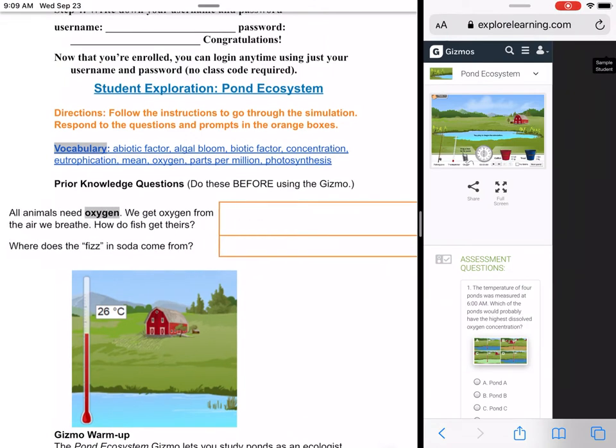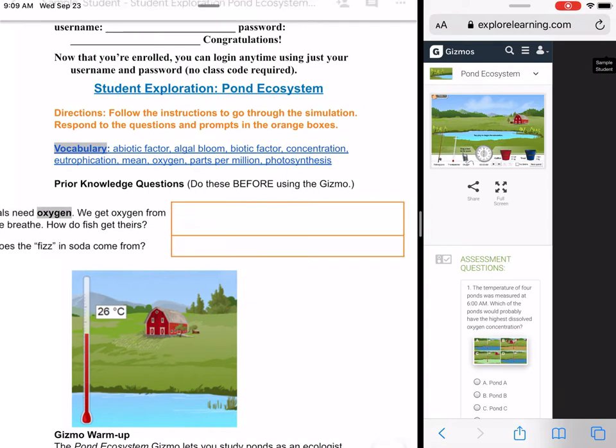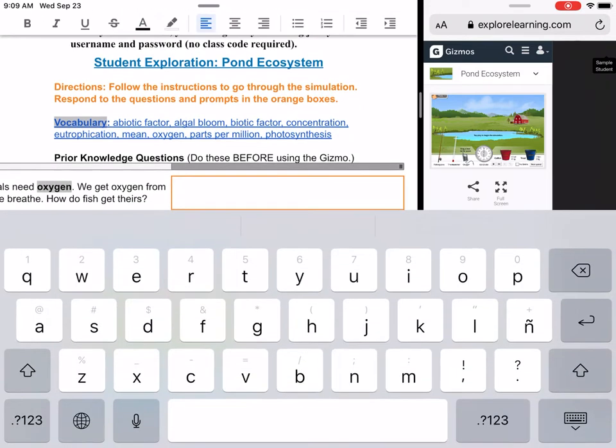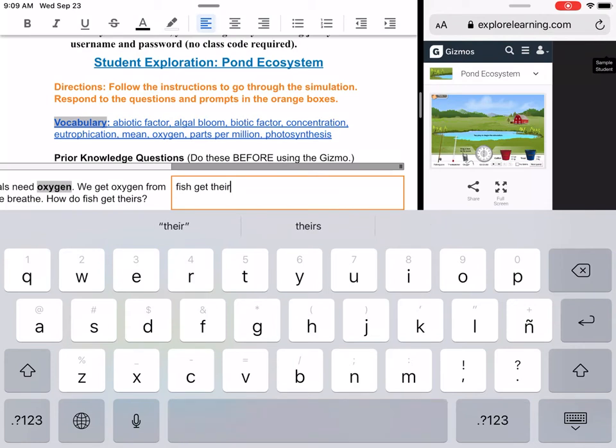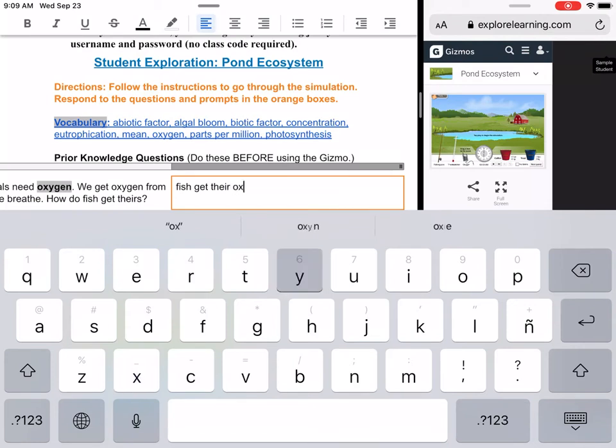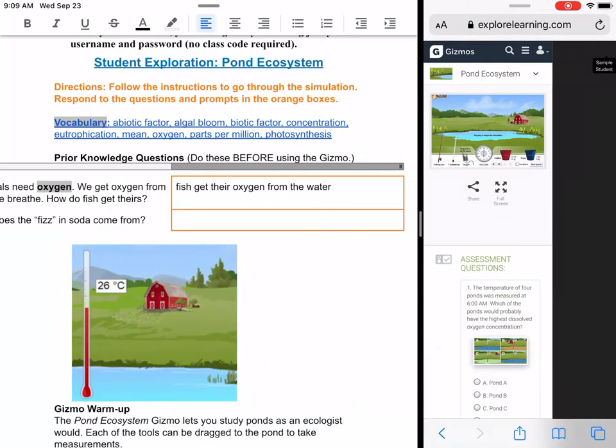All animals need oxygen. We get oxygen from the air we breathe. Where do fish get theirs? Well, I think that fish get their oxygen from the water. There's dissolved oxygen in the water.